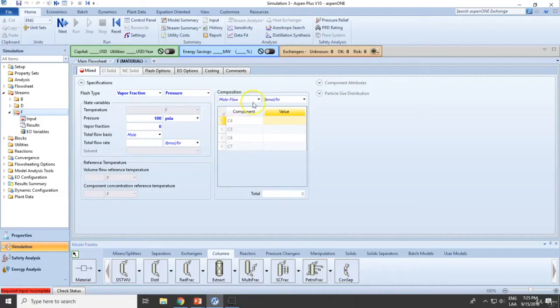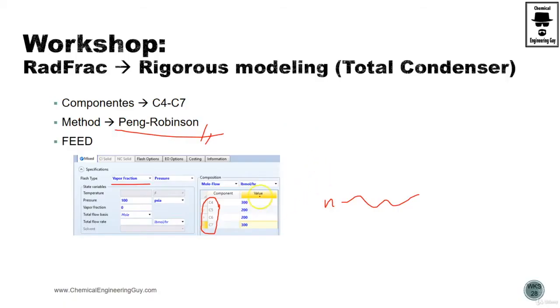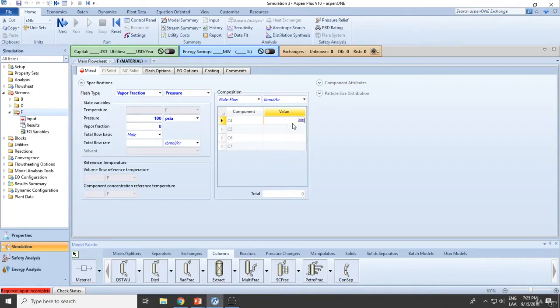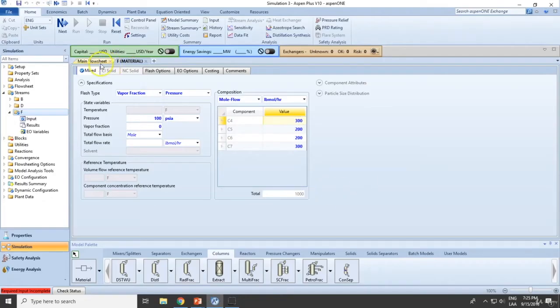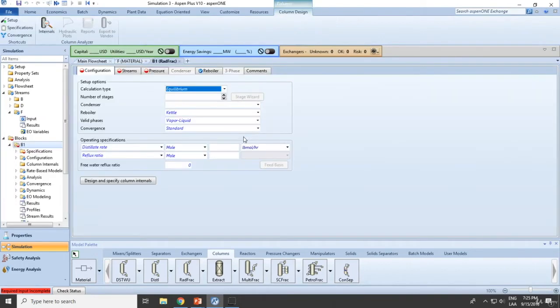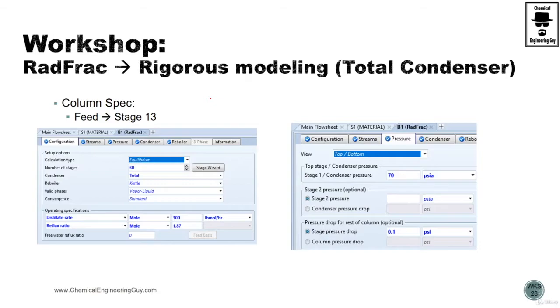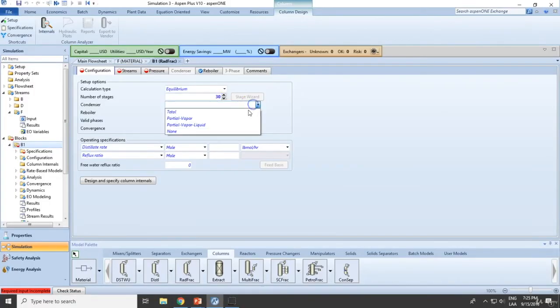Flow rates, let's look here, mole flow rate, 300, 200, 200, 300. Okay, so that's the feed. Let's go and check out the column. So this is equilibrium based, the number of stages, 30 stages. We're using a total condenser, kettle reboiler, vapor-liquid is valid, and use the standard convergence.